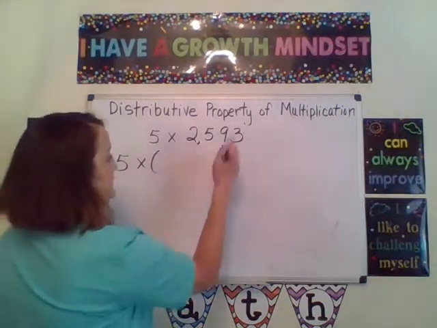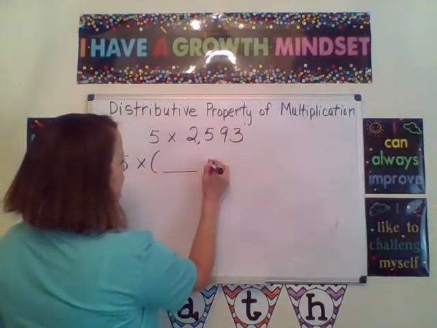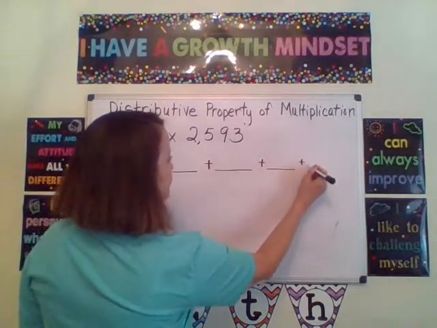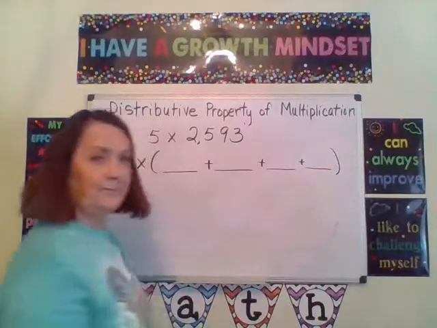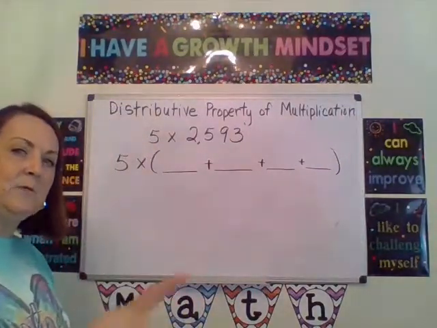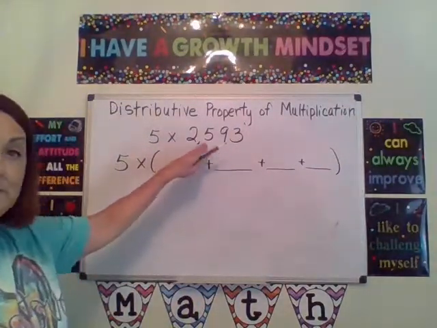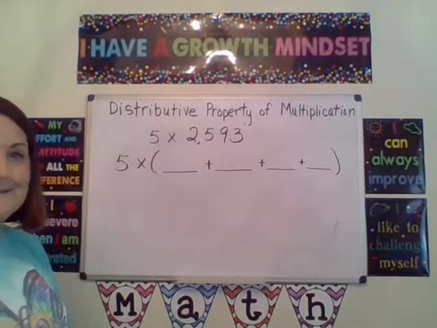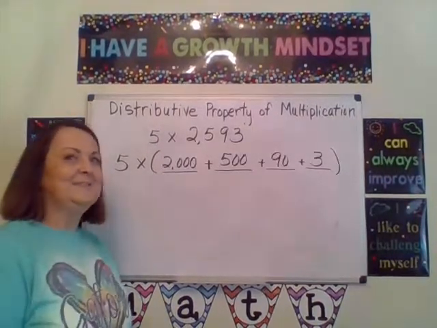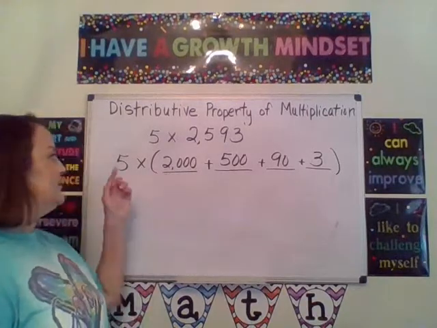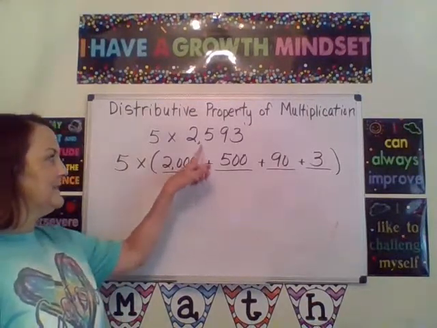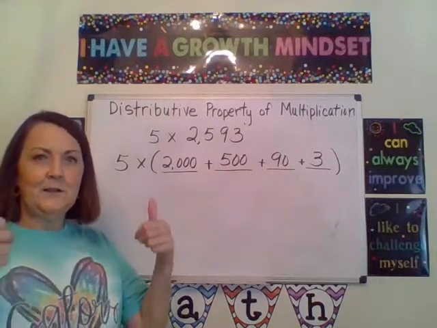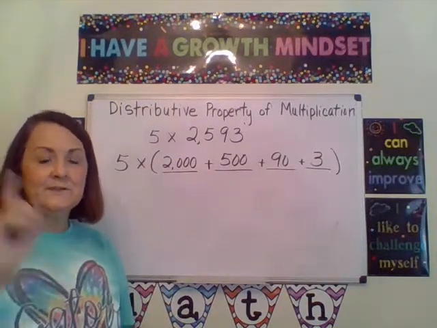You have 4 digits, so you're going to have the thousands place, the hundreds place, the tens place, and your ones place. Okay, I'm going to pause the video and I want you to fill that in expanded form using this number, please. Okay, we're back. So check yours with mine. You should have written 2,000 plus 500 plus 90 plus 3. So good job, boys and girls. That's just the first step.